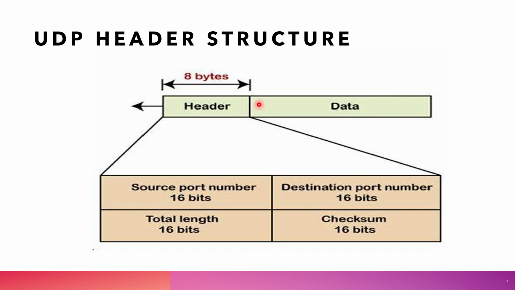UDP port fields are each of 2 bytes, which is 16 bits long. That is, the range of port numbers is defined from 0 to 65,535. Port number 0 is reserved. Port numbers help to distinguish different user requests and processes. So let's further discuss the UDP header fields in detail.